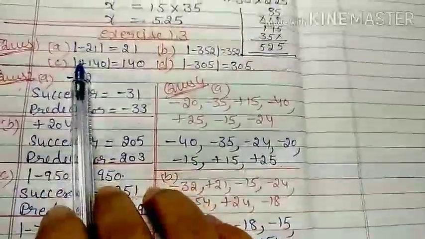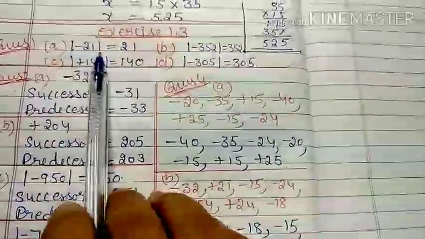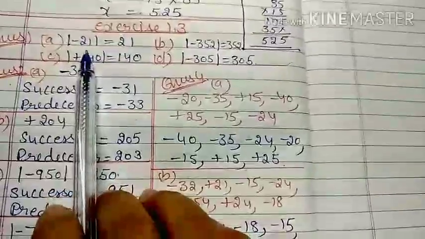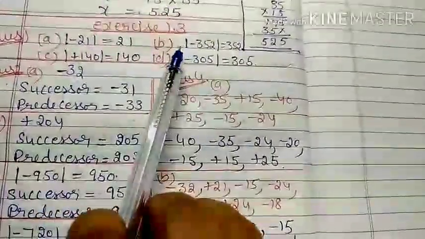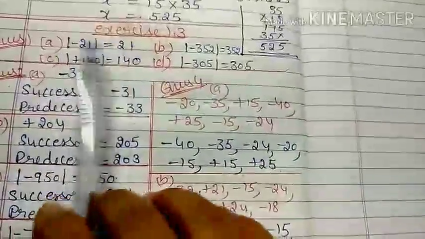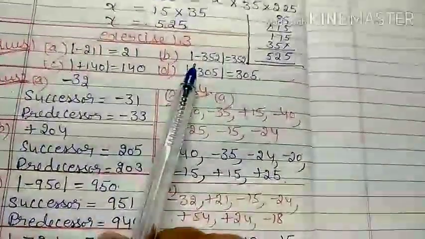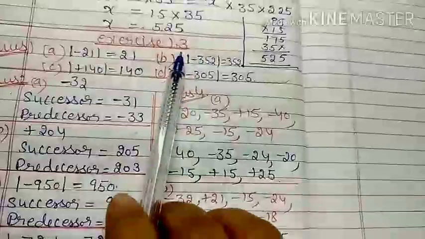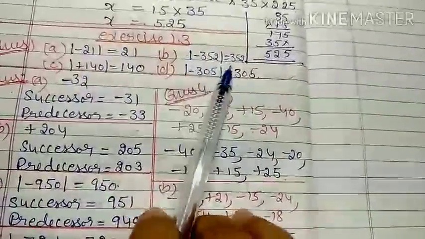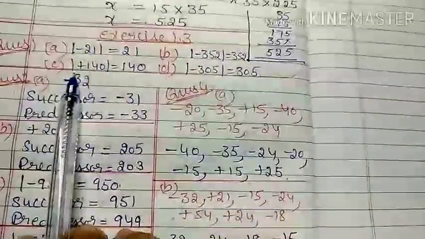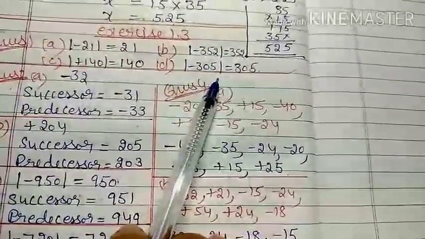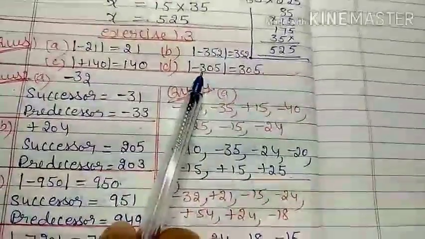If two lines are there, that means you have to find the absolute value of minus 21, that is 21. These two lines mean you have to ignore the negative sign. If there is a positive sign, it doesn't matter, only the negative sign will be ignored if two lines are present. Like minus 352, if we want to remove these two lines, we ignore the negative sign, that is 352.